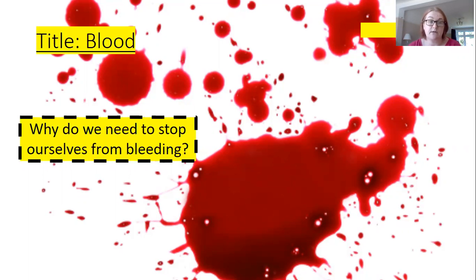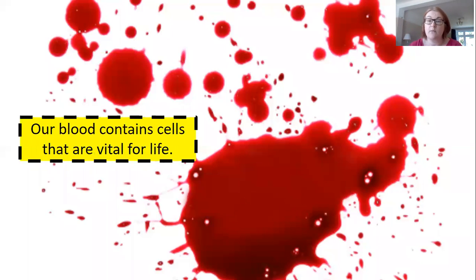So our topic is the blood, and we need to think about why we need to stop ourselves from bleeding. Now, the main reason why we need to do that is our blood contains cells that are vital for life, and if we didn't stop ourselves from bleeding, then we wouldn't have those cells and therefore we would die. So we're going to look in a little bit more detail about what is actually in blood.